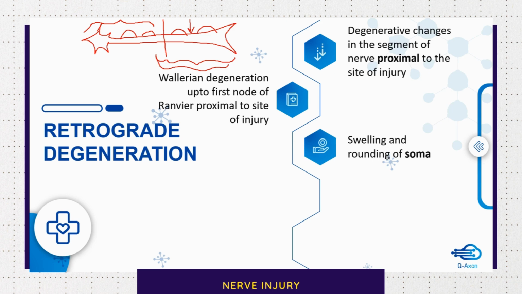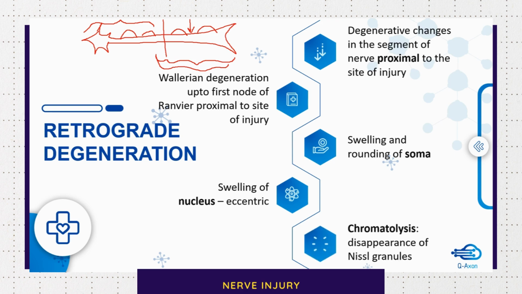So what are the changes seen in retrograde degeneration? The soma swells up and becomes more rounded. There is also swelling of the nucleus and it moves to the periphery of the cell. So it becomes eccentric in position. Also, eventually the Nissl granules disappear, what we refer to as chromatolysis.